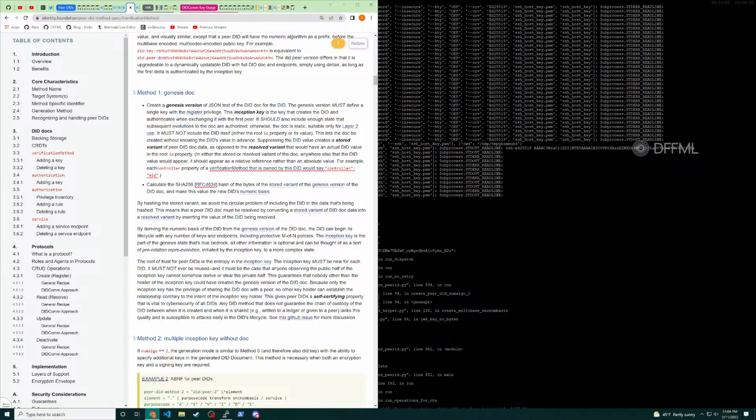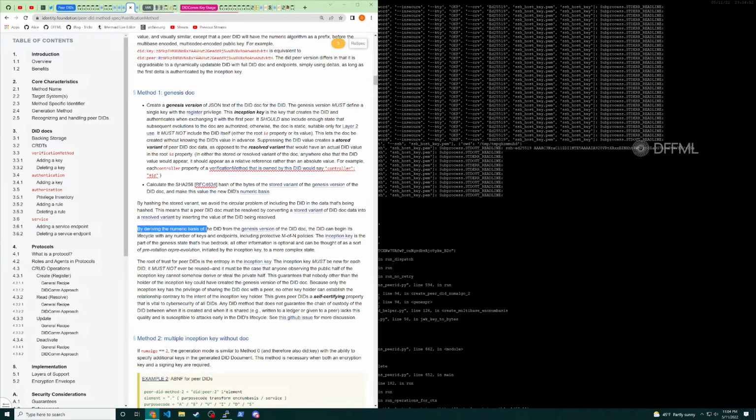For example, each controller property of a verification method that is owned by a DID would say controller #ID. Okay, so I think what they're trying to tell us is that by hashing the stored variant, we avoid the circular problem of including the DID in the data that's being hashed. This means that a pure DID doc must be resolved by converting a stored variant of the DID doc data into a resolved variant by inserting the value of the DID being resolved.